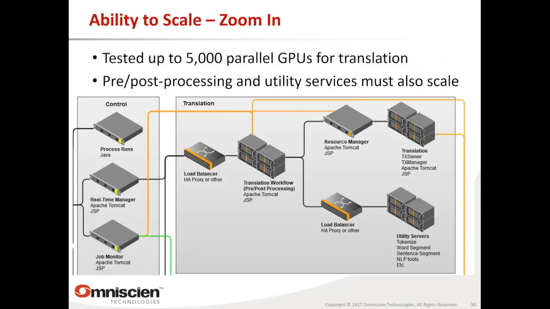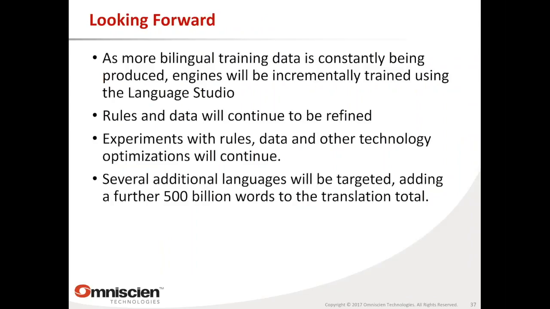Now, we use a series of load balancers and a series of management layers in front of that, such as the translation workflow for pre and post processing. And we look at utility servers that also scale for things like word segmentation, sentence segmentation, tokenizing data, and many other NLP processes, so that they scale very, very seamlessly as well. So the entire system is designed to scale from the outset, and this fit Lexis's requirements very, very well, because they need to process, as I mentioned, 100 billion words of content. So looking forward, as more data comes in, we're obviously going to be improving the engine.